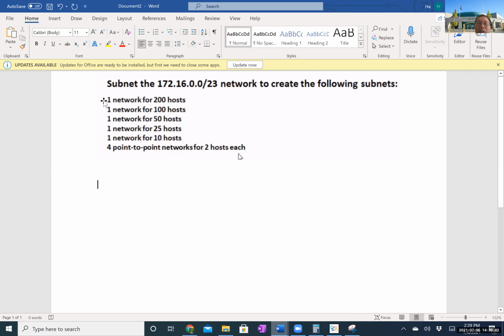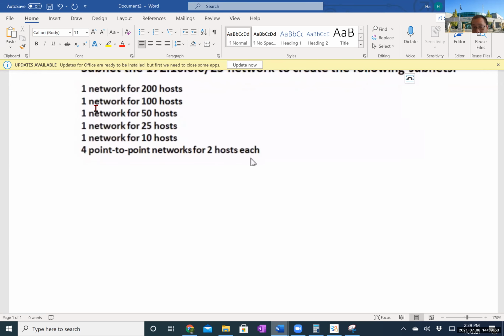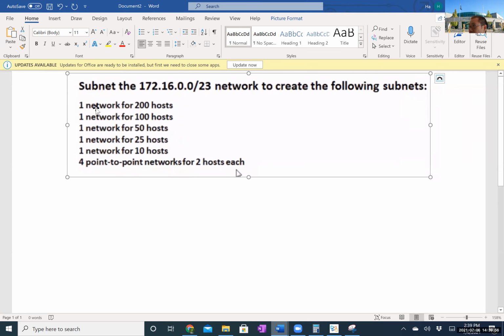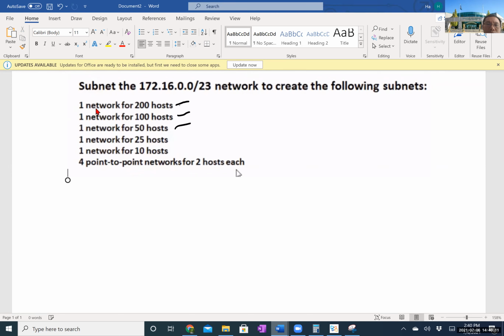So if you look at the requirement here, how many total networks do you need? How many subnets do you need? We need 9. Now you have 1, 2, 3, 4, and 5, and 4 point-to-point networks here, right? So in total you need 9 subnets here, and you see the largest one here is the 200.